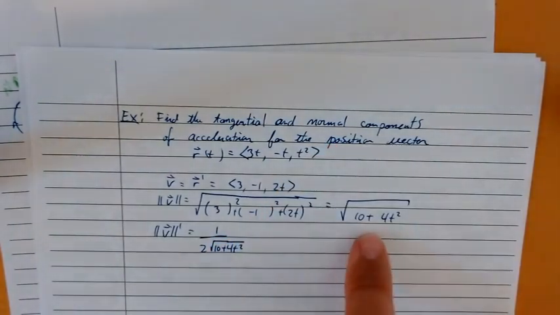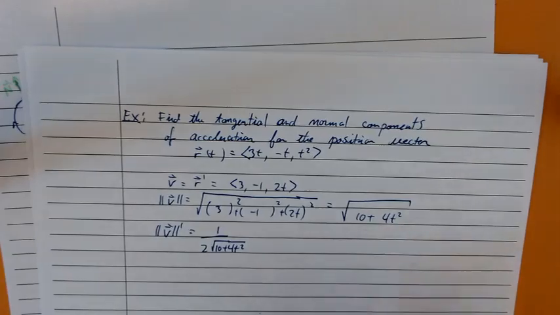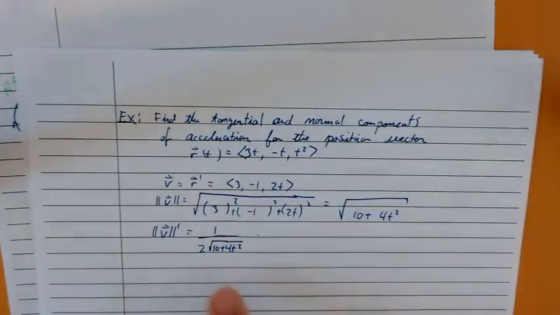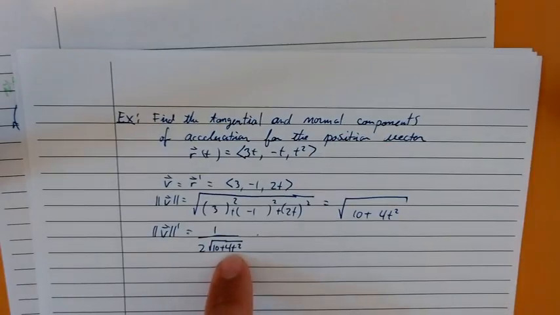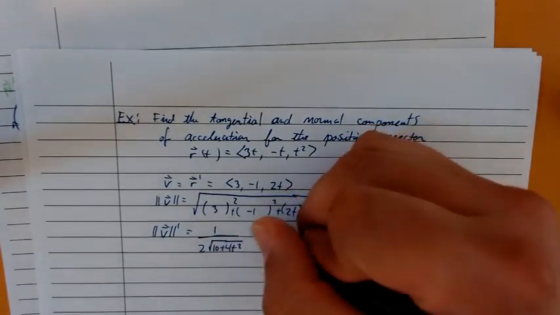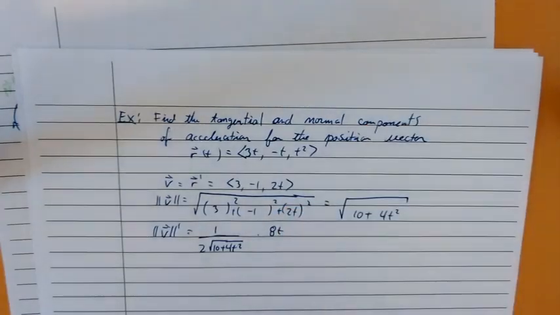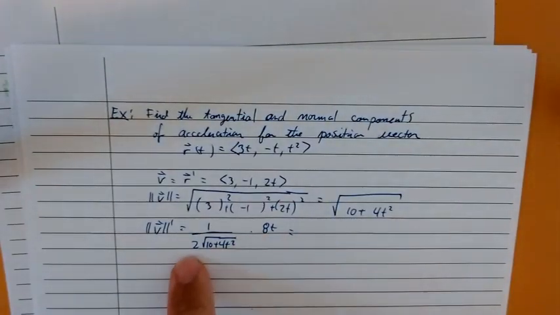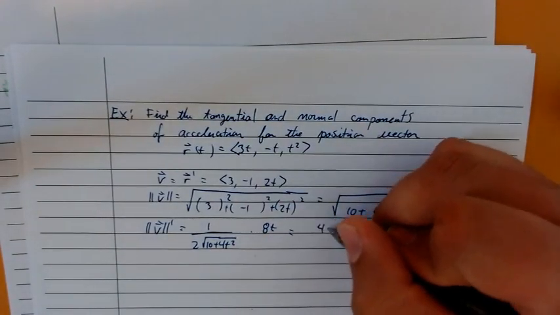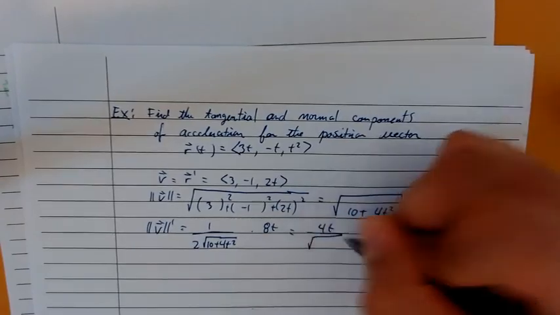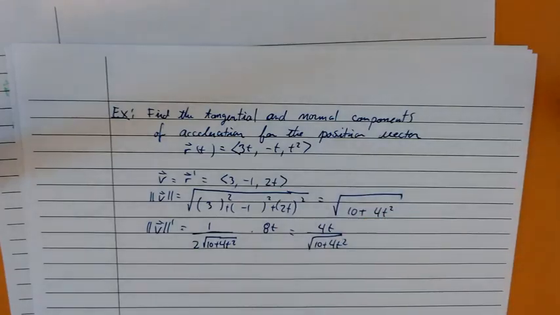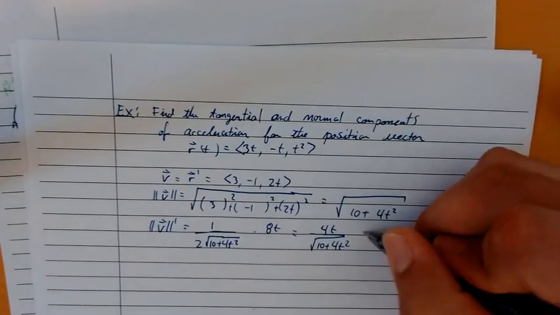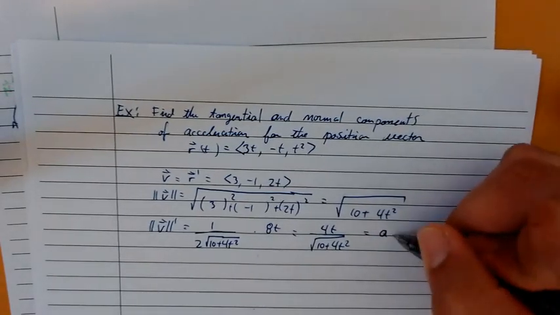Oh, but then because of the chain rule, you would take the derivative of the inside and multiply it out. So the derivative of the inside would be, well, the derivative of 10 is 0, and the derivative of 4t squared would be 8t. Here these simplify down a bit, and you're left with 4t over the square root of 10 plus 4t squared. And there we go. That is our acceleration, the component of our acceleration.